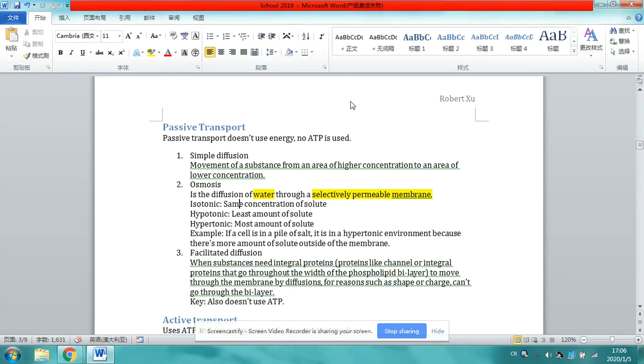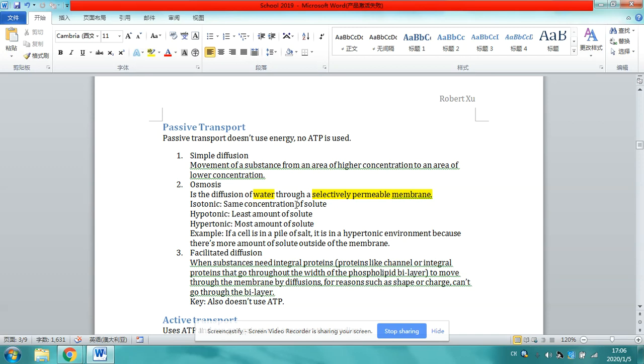Passive and active transport. Passive transport doesn't use energy. And you know what? Cells actually take advantage of this and use this to transport stuff in and out of cells. So you know what?